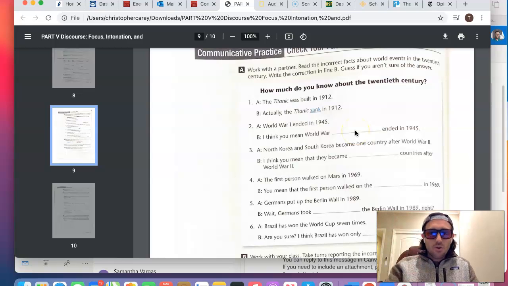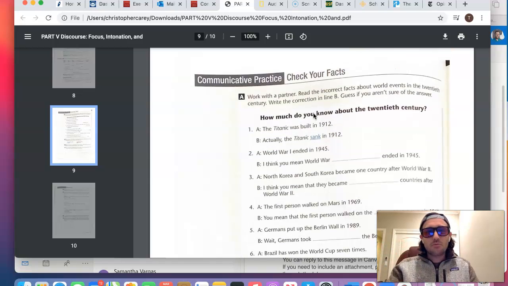So when you're ready, we'll fill all these out first, and then record yourself practicing this dialogue, paying particular attention to the shift in focus word, that focus word being the new piece of information that's being introduced. And that is your last assignment for Chapter 12, the communicative practice. Check your facts.